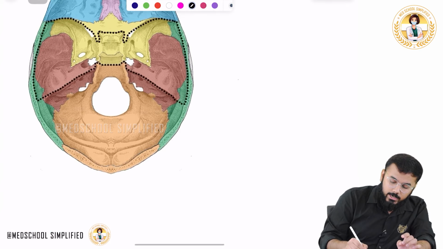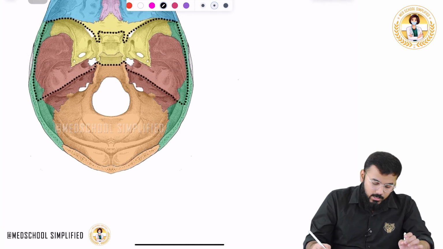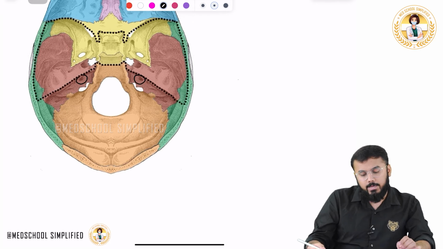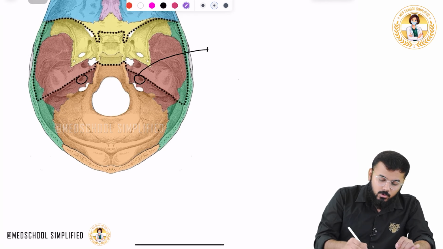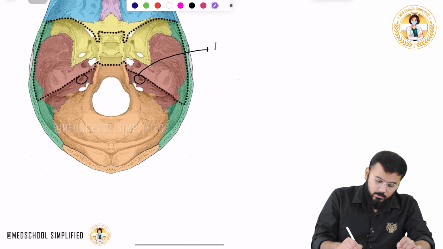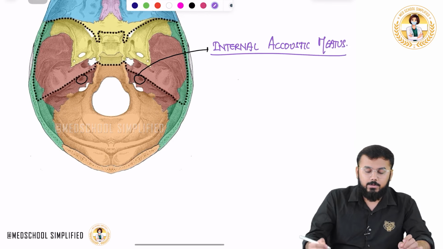Within this posterior cranial fossa, what openings do we have? Here you see this particular opening, as well as here. This is like a groove, like a meatus, an entry. This particular thing is called your internal acoustic meatus.